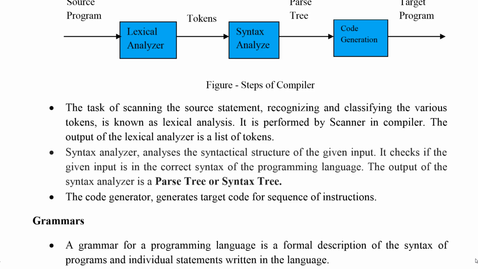The translation is done in 3 steps: lexical analysis, syntax analysis, and code generation. The lexical analyzer is also called a scanner. The syntax analyzer is also called a parser. The code generation process is done by the code generator. The input for the lexical analyzer is the source program. The output of the lexical analyzer is the list of tokens. Those tokens are given as input to the syntax analyzer. The syntax analyzer will construct the parse tree. That parse tree is the input for code generation. The code generation will finally produce the executable file.